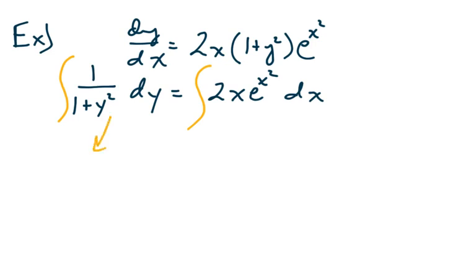Now, the antiderivative of 1 over 1 plus y squared is of the form 1 over 1 plus x squared, meaning that it's going to be an inverse tangent. It's not x, though, it's y, so it's the inverse tangent of y. And when we look at the x side, we need to recognize that there's actually two functions here. That is, there's a 2x function and there is this e to the x squared function.